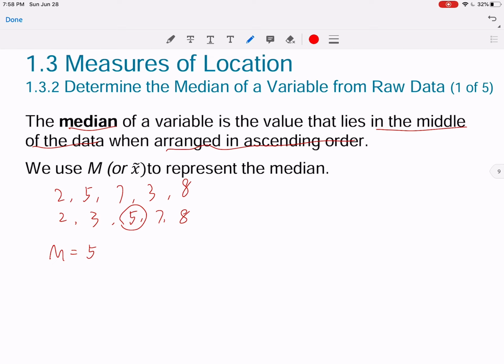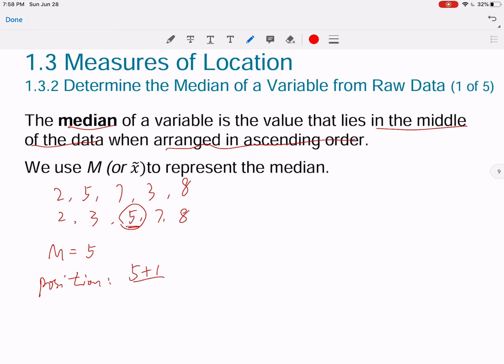Then we need to find the middle position first. Now let's take a look at the position of this number here. This is the 3rd number, right? And we have 5 numbers in total. So the middle position would be (5 plus 1) divided by 2. This is 3, the 3rd, actually. Once again, this 3 is not the value of the median. This 3 is the position of the median.